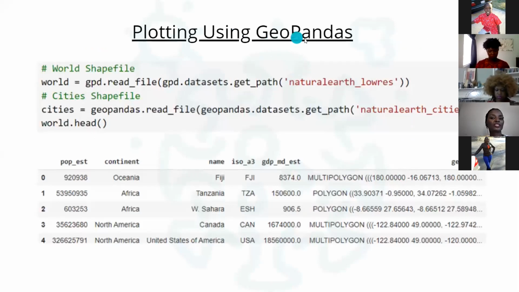When you are plotting using geopandas, the geopandas library has two inbuilt shapefiles. One is a world shapefile that contains all the polygons for the countries of the world, and the other one is a cities point shapefile that has all the points of all the capital cities of the world. So this one, you can see now the aspect I was talking about, the column for geometry is there. So when you talk about Tanzania, it gives you the coordinates for Tanzania, and that way you're able to map that onto a world map.